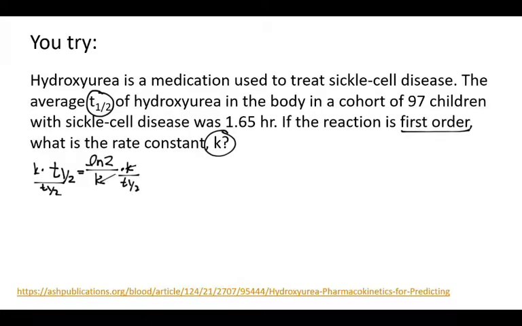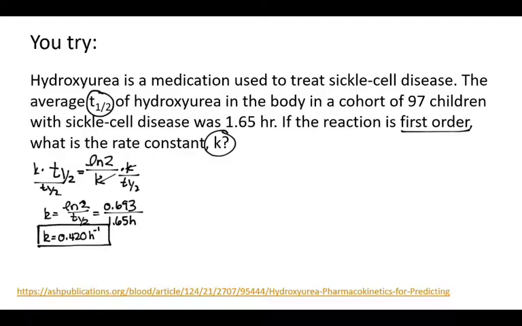Okay, so that we end up that K equals natural log of 2 over T1/2. So to calculate K, we know that natural log of 2 is 0.693 divided by T1/2, which we said is 1.65 hours. And so if we do the math, we find that K is 0.420 hours to the negative 1.